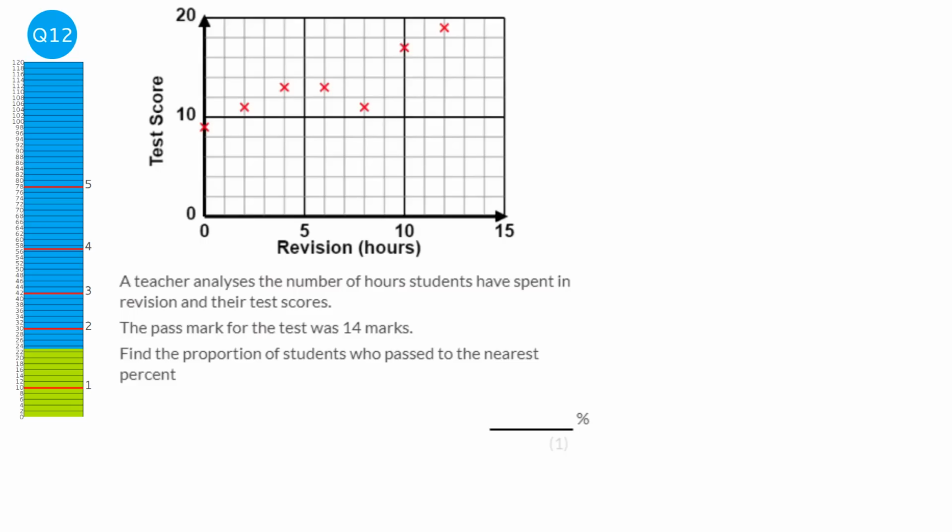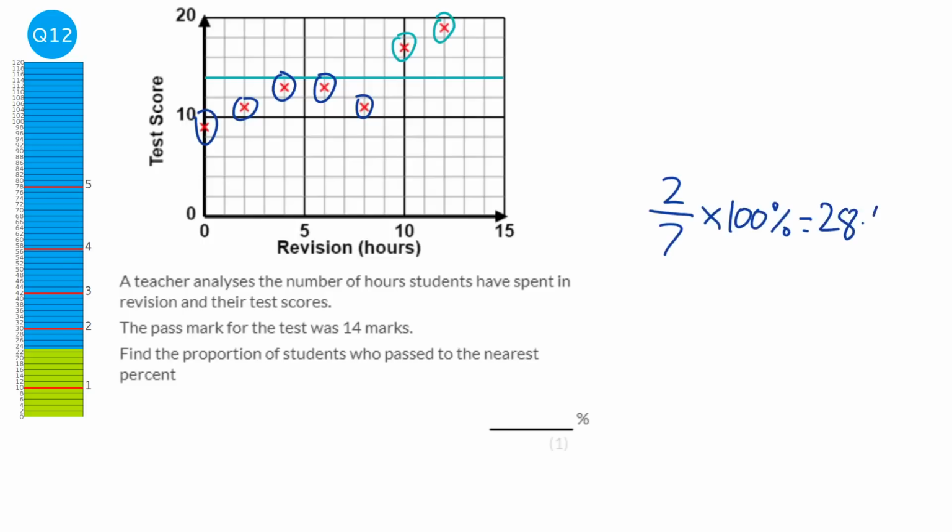So the pass mark for the test is here, and we can see that there are 2 students who passed the test. So it's 2 students out of 2, 3, 4, 5, 6, 7 in total. And we want this as a percentage, so we're going to times it by 100%. So we do 2 over 7 times 100, and that gives us 28.571... And it wants it to the nearest percent, so that will be 29%.